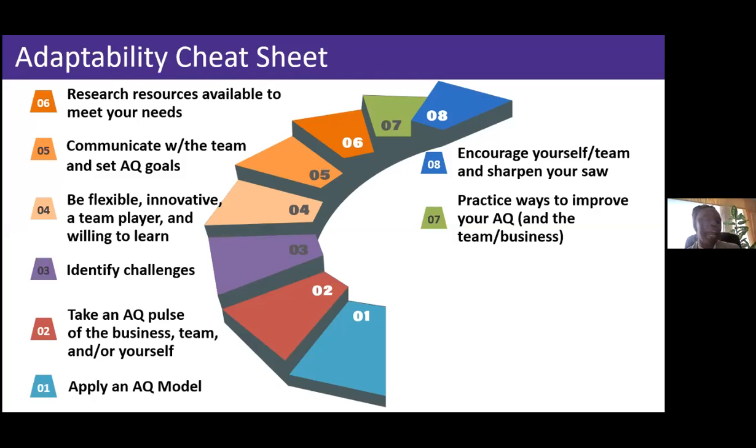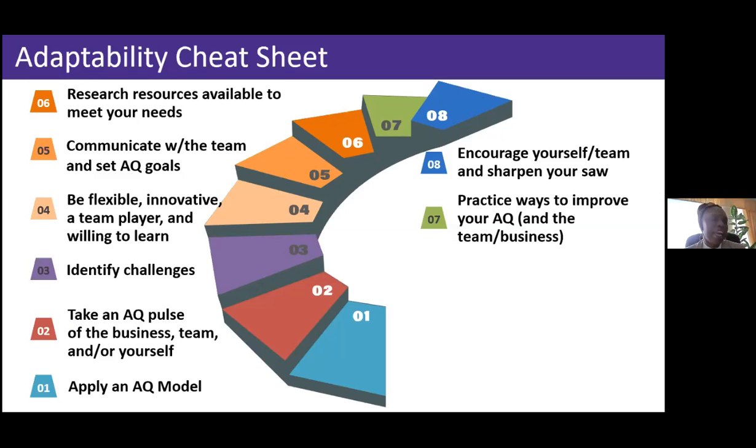Number two, take an AQ pause. Take a pause, assess what the vibe is, what it seems like things are looking like for yourself, for the team, for the business. And we're talking about how does it seem like the team is responding to the new conditions, the changes that have been thrust upon us. That's taking a pulse. Identify the challenges. Okay, now that we see where we stand, what the changes are, what's the challenge for us to move forward now? Be flexible, innovative, a team player, and willing to learn. There's a lot packed in that one intentionally, but they work together.